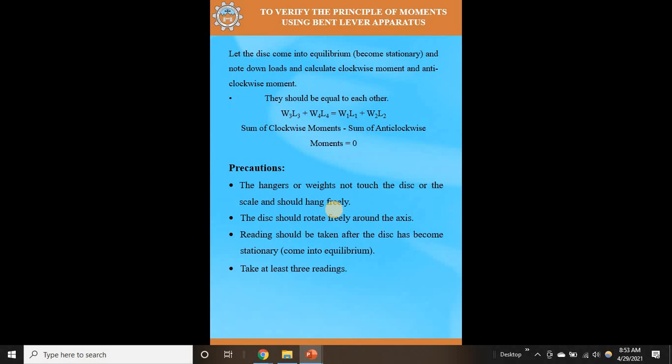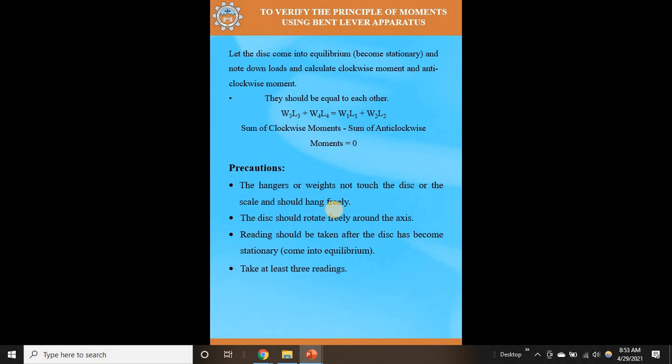Note down the loads and calculate the clockwise moment and anti-clockwise moment using the formula W3L3 plus W4L4 should be equal to W1L1 plus W2L2. That is, the sum of clockwise moments should be equal to the sum of anti-clockwise moments, and their difference should be equal to 0.